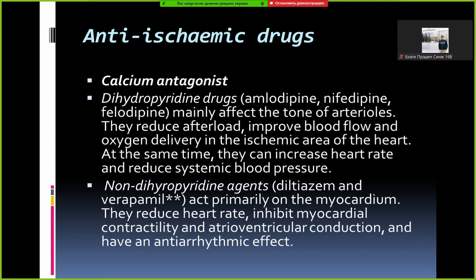Non-dihydropyridine agents act primarily on the myocardium. They reduce heart rate, inhibit myocardial contractility and atrioventricular conduction, and have an antiarrhythmic effect.